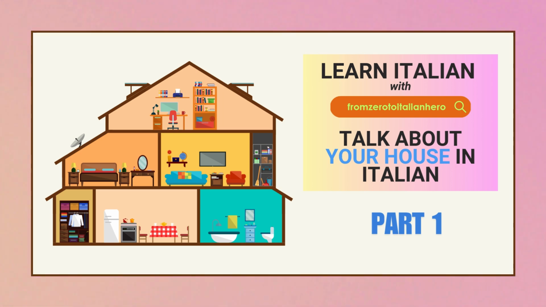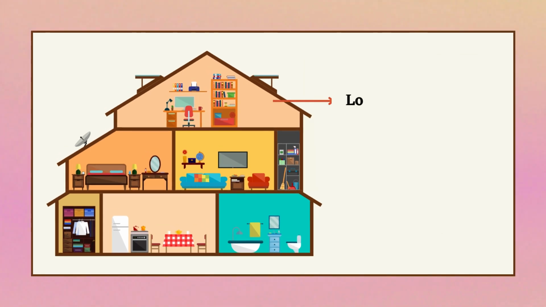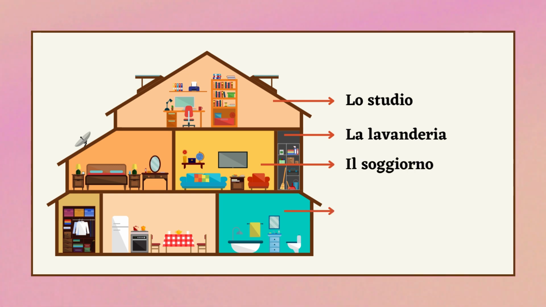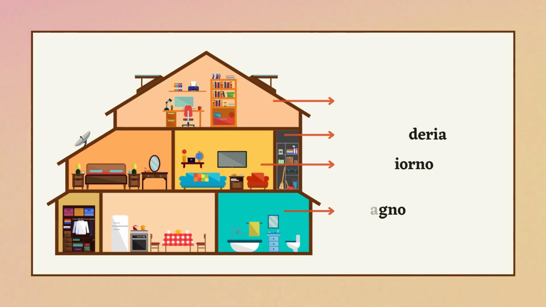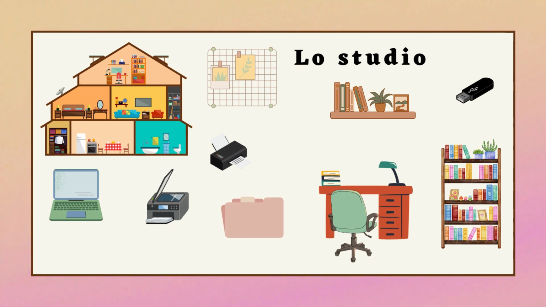In the picture, you're seeing different rooms. Lo studio. Then we're going to proceed with la lavanderia. Then we have the soggiorno. And finally, il bagno. Let's explore lo studio first, the study room. This is where you can work, read, or study, and it's filled with useful items. So let's go through the vocabulary together.